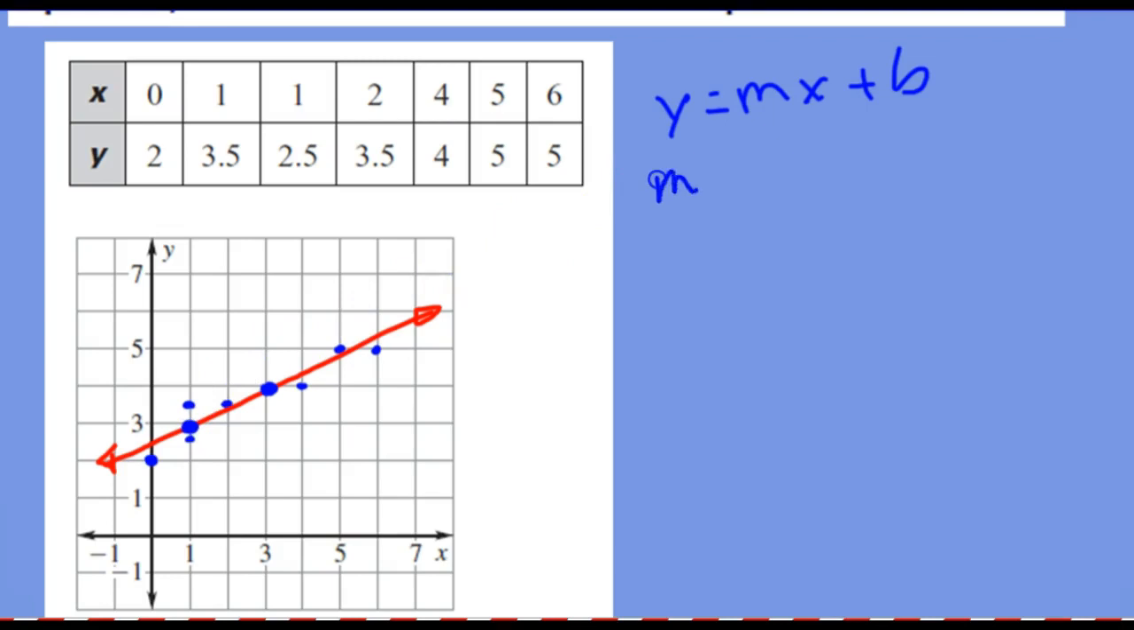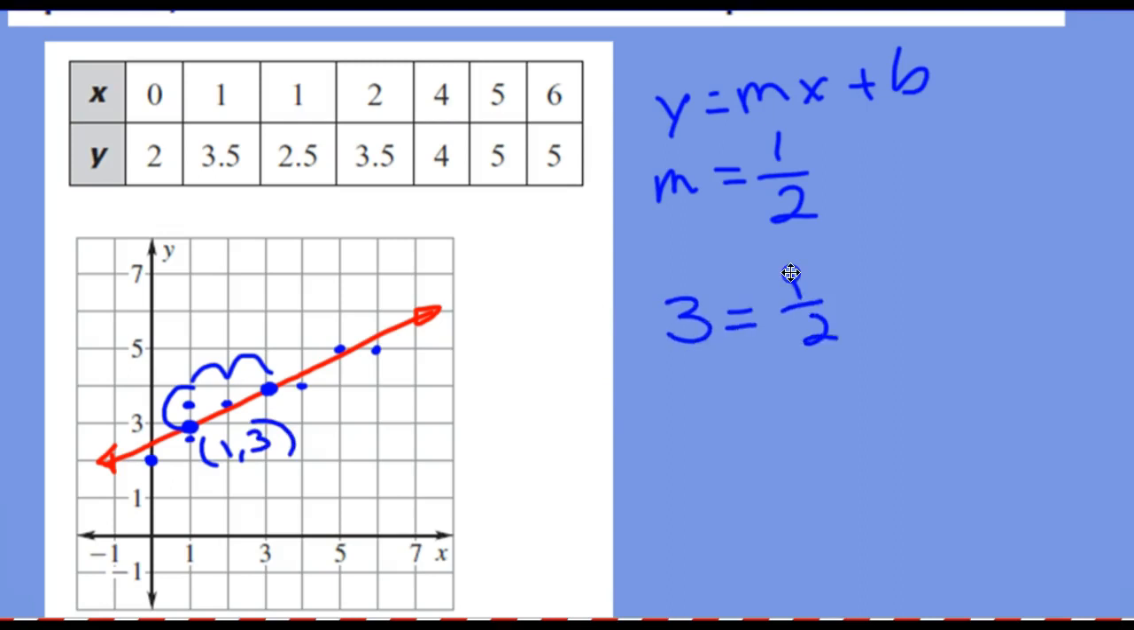So our m, we go up 1 and over 2. 1, 2. So m is 1/2. Then we've got to pick a point. I'll pick this one, which is 1, 3. So our y is 3.